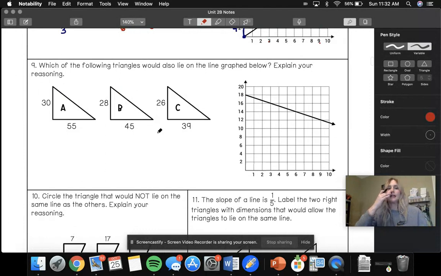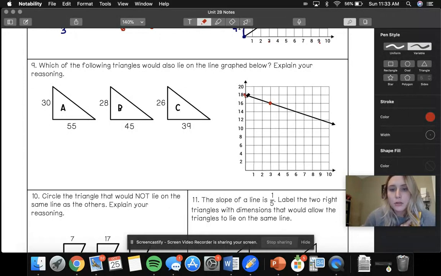All right, number 9 says, which of the following triangles would also lie on the line that is graphed below? Explain your reasoning. So we first have this graph, so we should probably find the rise to the run of this graph. So I'm going to pick one point. I'm going to pick another good point. I'm going to pick this one since it's really close to it, and it's a perfect point.